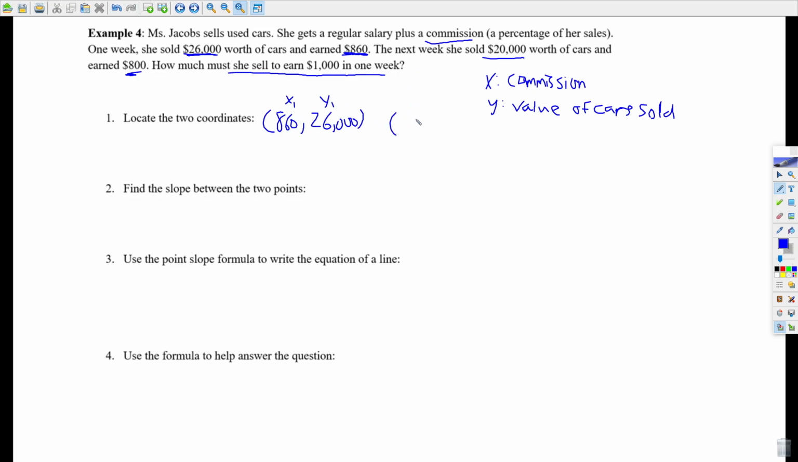And then we'll do the X2, Y2. If I have enough room over here. The X2 would be her commission for the next one, which was $800. And then she sold $20,000 worth there.